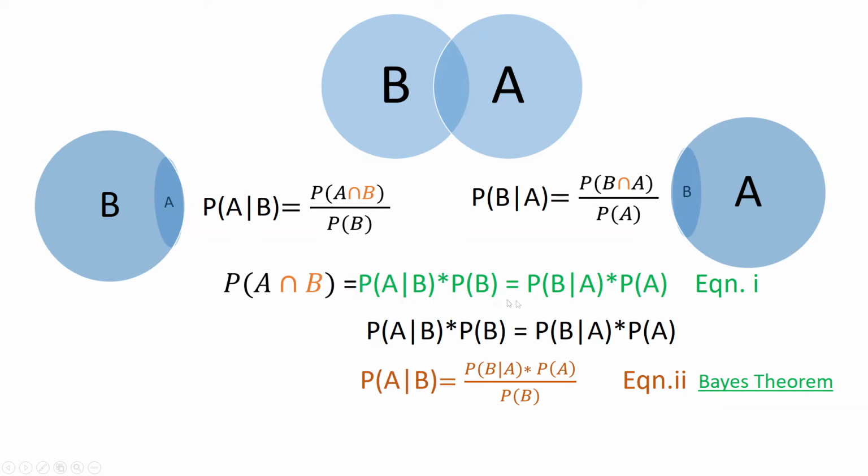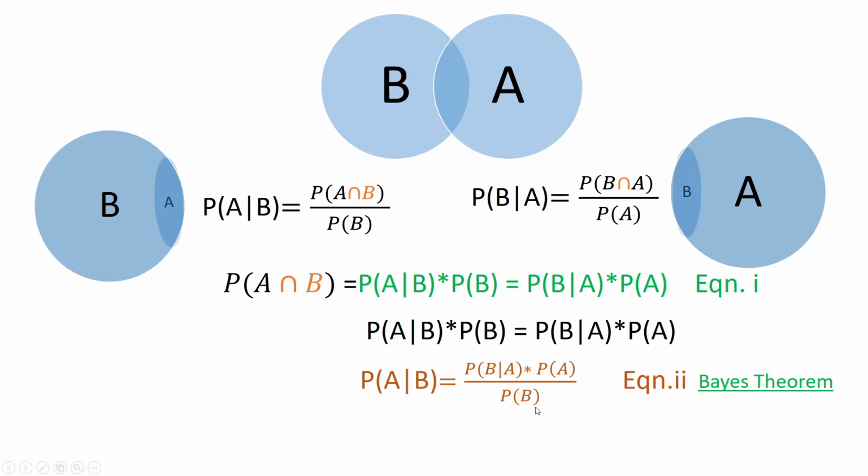If we move this green equation down here, it will appear like this. And if we are interested in the probability of A given B has occurred, we divide by the probability of B on both sides. And if we do that, the probability of event A given B has occurred will be the probability of event B given A has occurred times the probability of event A, divided by the probability of B. And this is Bayes' theorem.